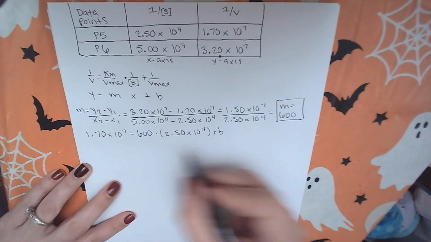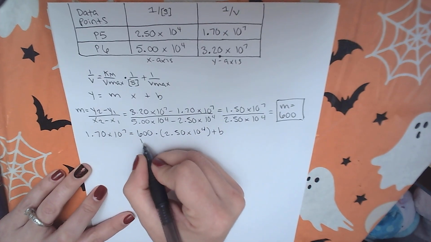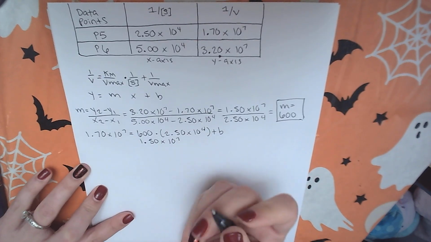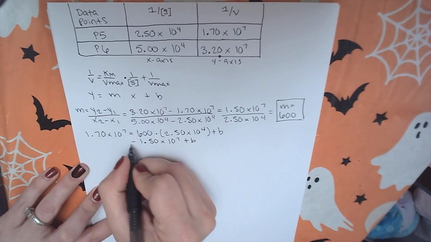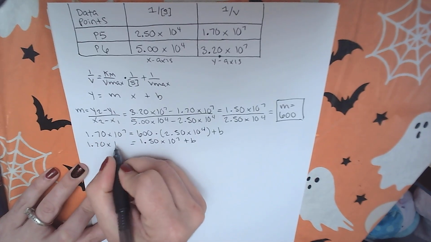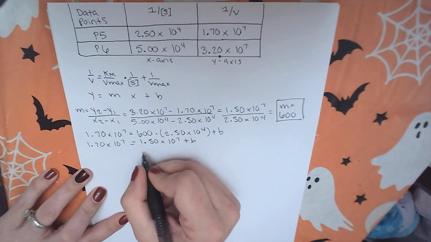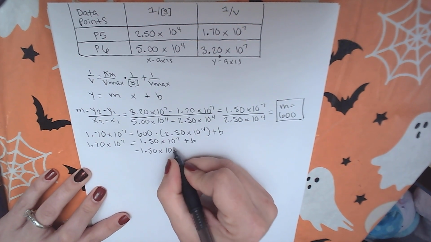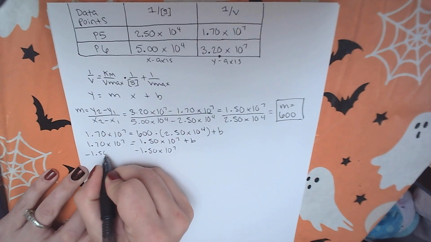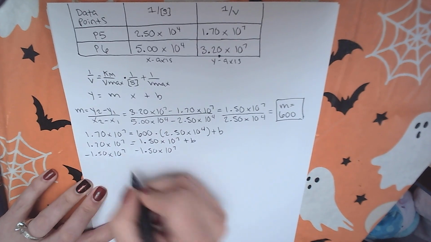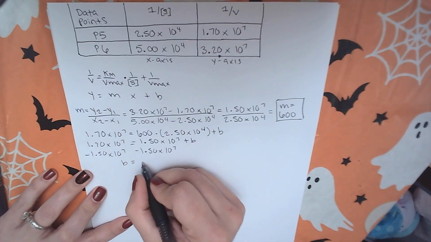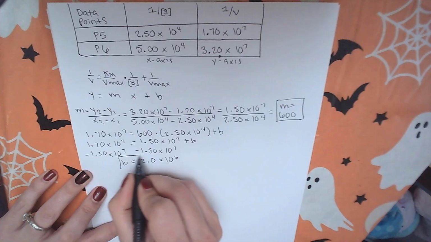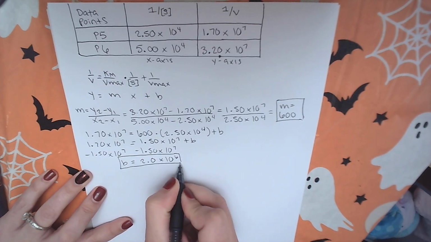All right, so solving for b, we're going to do this first, and it's going to be 1.50 times 10 to the 7, and we'll just bring everything else down. 1.70 times 10 to the 7. So we're going to subtract the 1.50 times 10 to the 7 from both sides. That's going to leave us with a b of 2.0 times 10 to the 6th. So we're going to save this. Now I have our b.